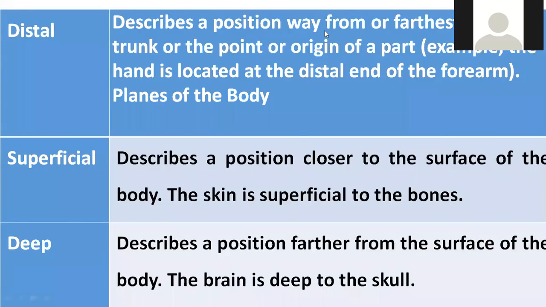When you discuss deep as an anatomical position, deep describes a position further from the surface of the body. From the grammatical view, you can even think about what deep means. It shows that it is inside, it is within. The example I'll give is that the brain is deep inside the skull.